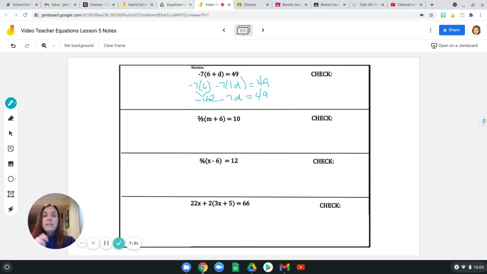All right, we did the distribution. Now we need to zero pair the constant. The constant in this case is a negative 42. The opposite of negative 42 is positive 42. Now check, do you have a true zero pair? Is one negative and one positive of the same number? Yes.